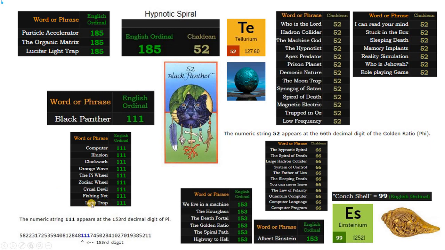And 111 appears at the 153rd digit of pi, and we had that before concerning the conch shell, that was 99, linked to element Einsteinium, and Albert Einstein is 153, and we had the following words with the 153: we live in a machine, the hourglass, the death portal, the golden ratio, so it always goes back to the golden ratio, the spiral path, and highway to hell.